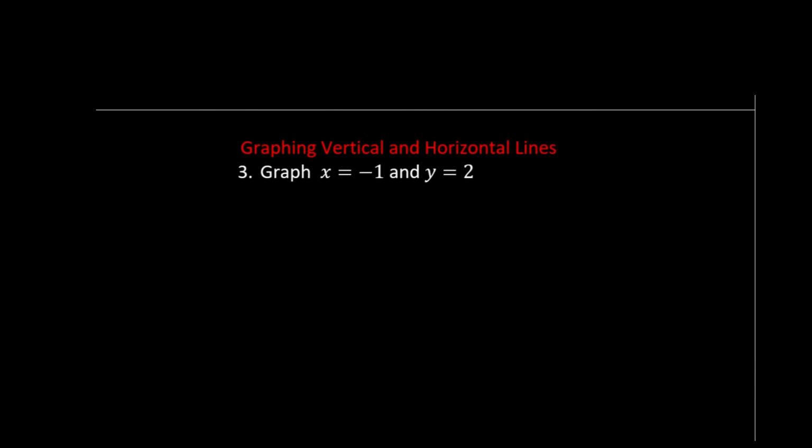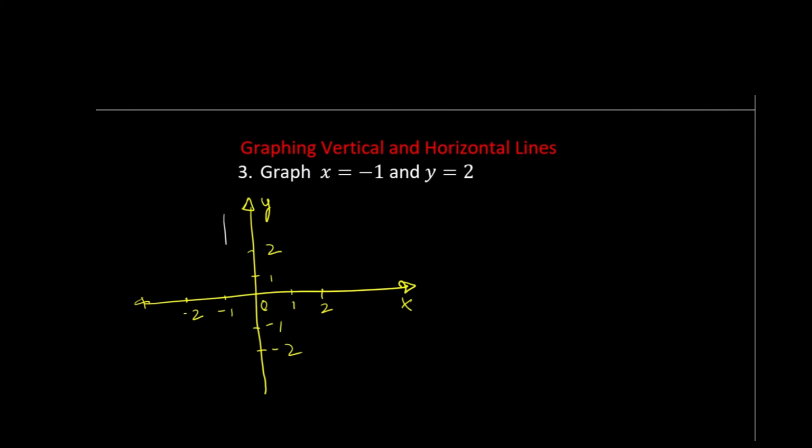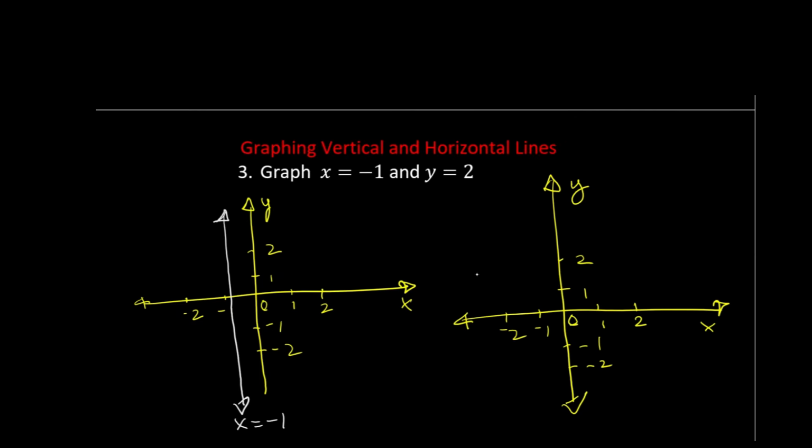Problem 3. Graphing vertical and horizontal lines. Now, let's graph two special equations, x equals -1 and y equals 2. Anytime x is equal to a number, you get a vertical line. So x equals -1 is a vertical line through x equals -1. On the other hand, y equals 2 is a horizontal line passing through y equals 2.